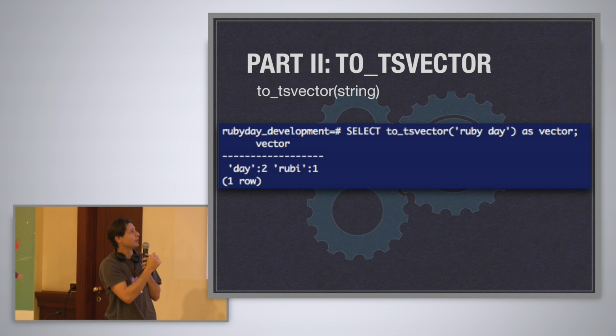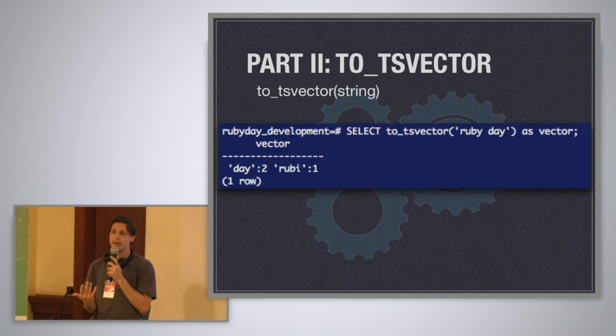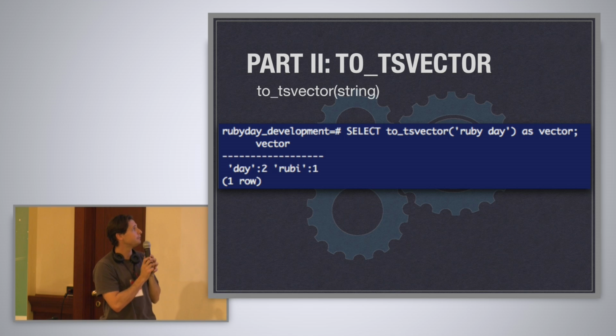And it's going to convert it to what's essentially a hash. And the keys of the hash are going to be the same lexemes as we have in the TS query. And the values are going to be positional information. So we can see here we've got this nice vector here. And we've got day in position 2 and Ruby, the transformed Ruby, up here in position 1. And this is a really, really simple example. These tend to be much, much larger as documents can reach very large sizes.